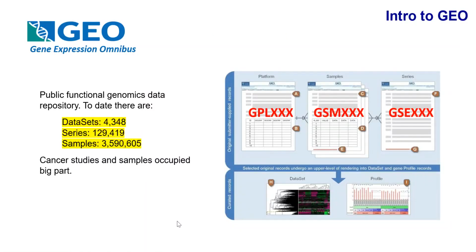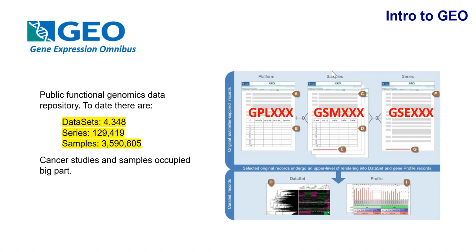So here's the overview of the GEO and the organized structure of the website. GEO is hosted by the NCBI and it's a public functional genomics data hub. So they store a lot of data. You can see to date they store more than 100,000 studies and over 3 million samples. Among them, cancer studies and their samples occupy a big part.